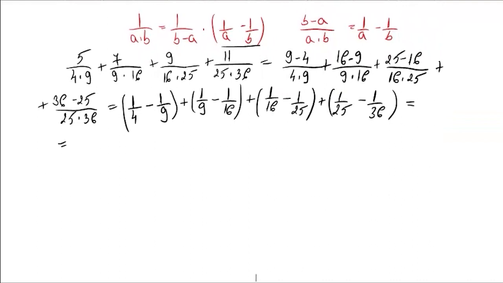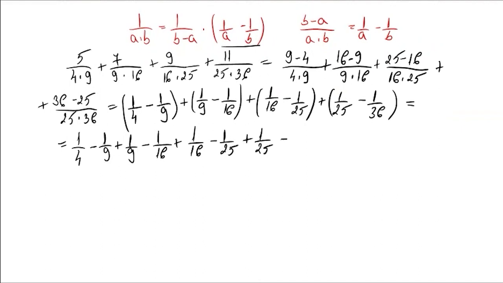Equals furthermore 1 over 4 minus 1 over 9 plus 1 over 9 minus 1 over 16 plus 1 over 16 minus 1 over 25 plus 1 over 25 minus 1 over 36 equals. Now I can see that these fractions are simplified. So I have as results 1 over 4 minus 1 over 36 equals.